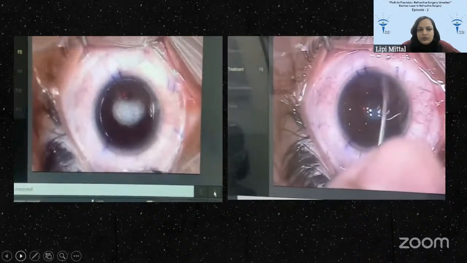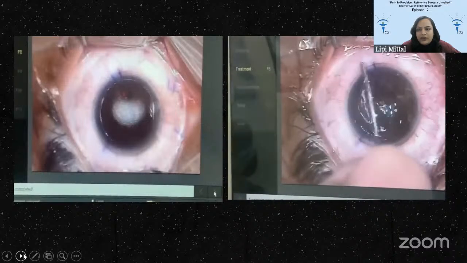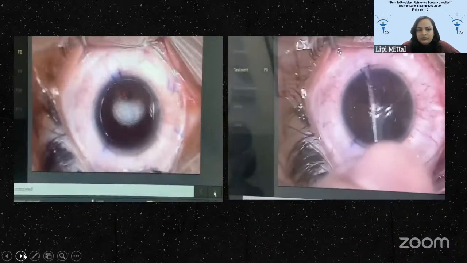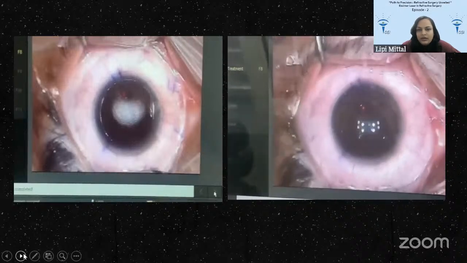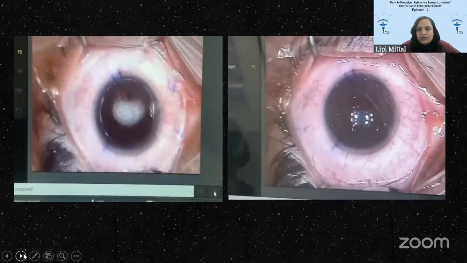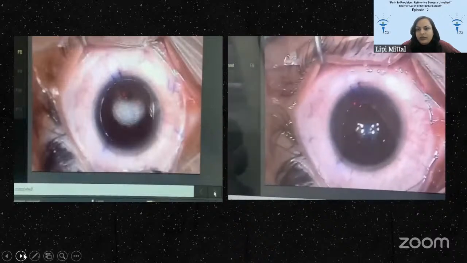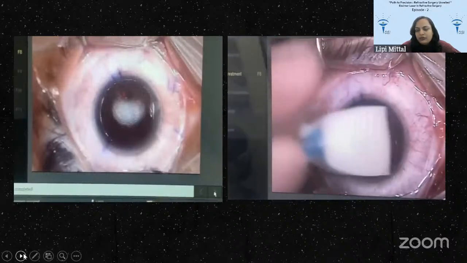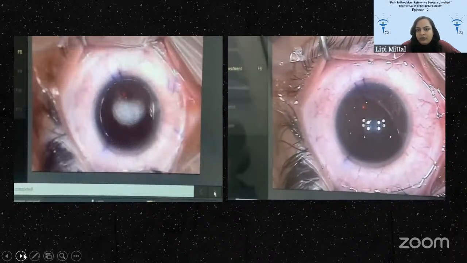Now, the flap has to be deposited back, and the interface wash is done. And then the final step is flap repositioning, which is done with the help of a Merocel sponge. There's ironing out of the flap, and then the margins are dried off.